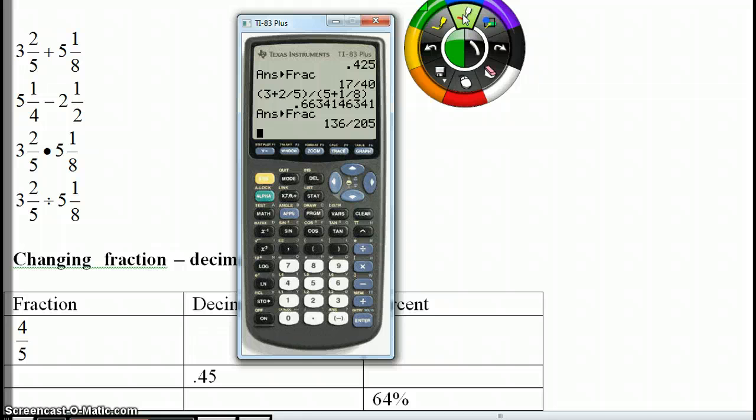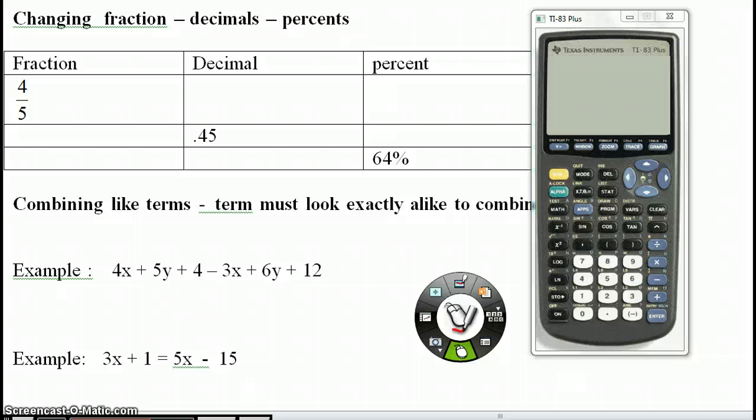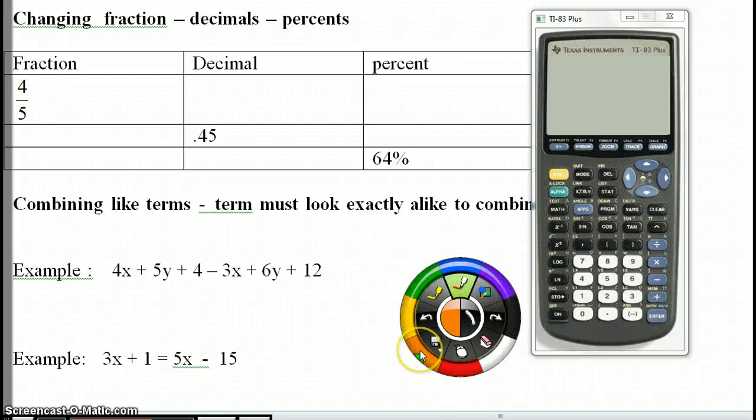So hit pause, get caught up with your notes, anything that you need to highlight before I go into the last changing of fractions, percents, and decimals. The next thing I want to remind you of is how to change a fraction to a decimal and then to a percent. So if you'll take a minute and copy down this chart, I'll give you a couple little notes of how to change from fraction to decimal.